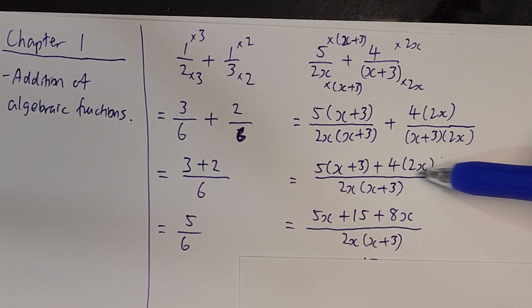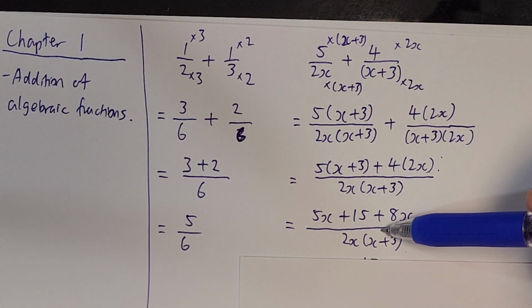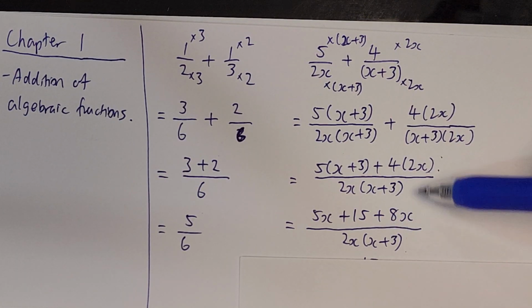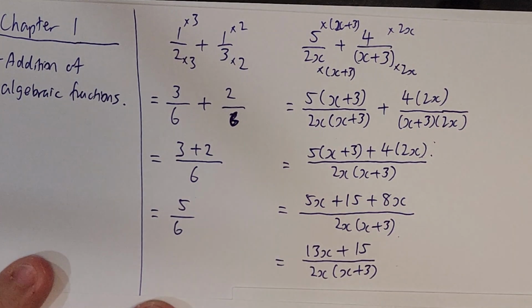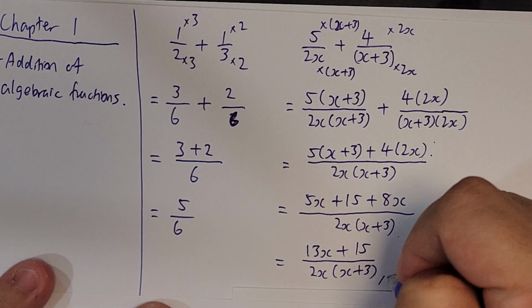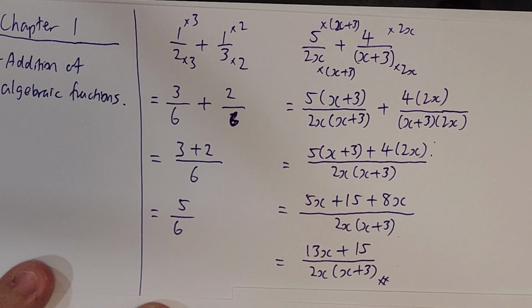So expand it, I'll get 5x plus 15 and plus 8x. Then like terms add together: 13x plus 15 over 2x bracket x plus 3. This will be the answer. There is no need to expand the denominator. After you understood this, you can watch the next video on how we then do subtraction of algebraic fractions.